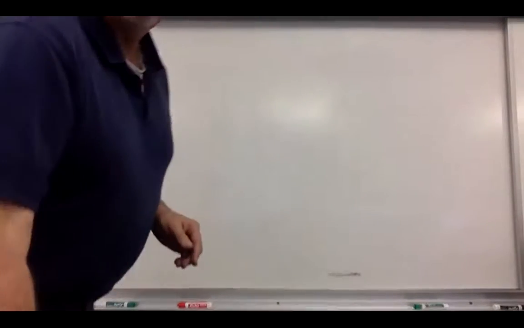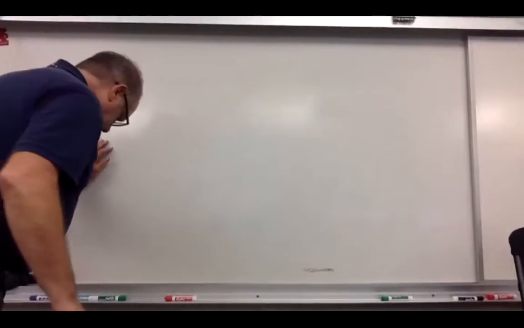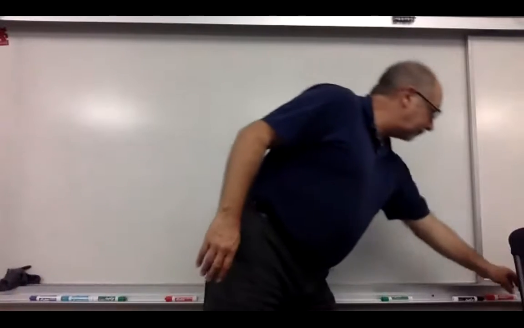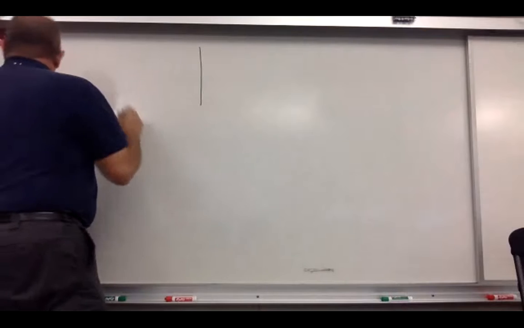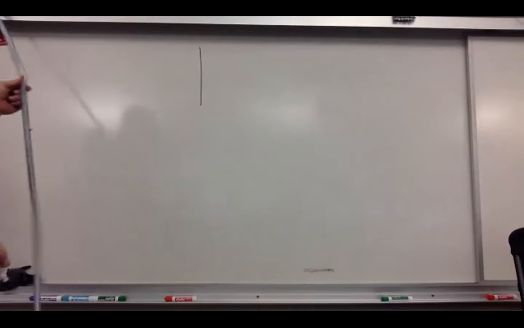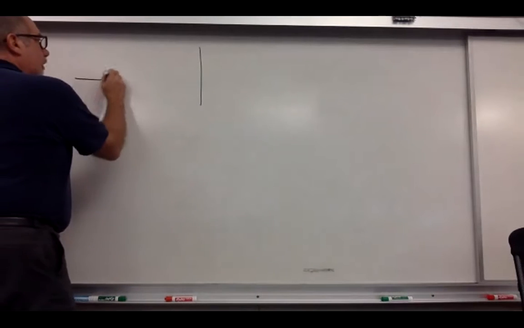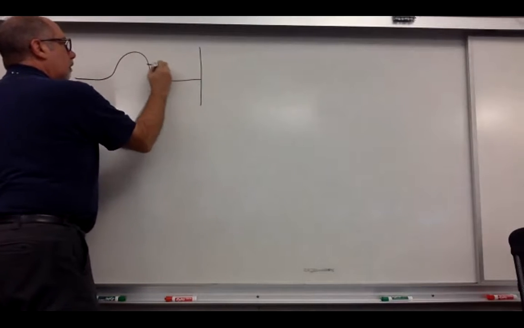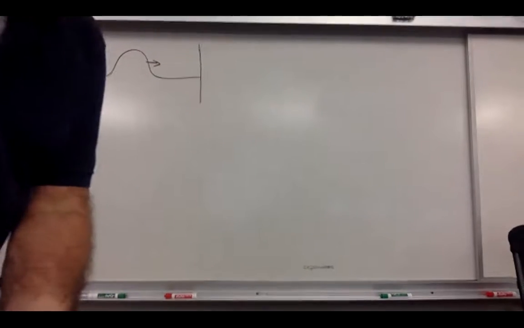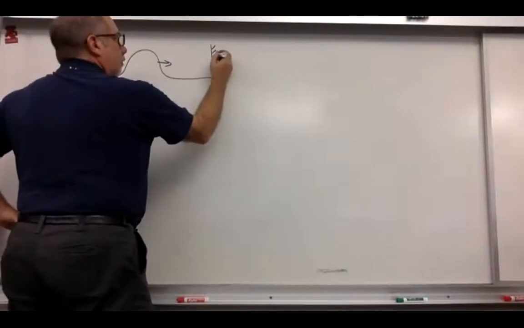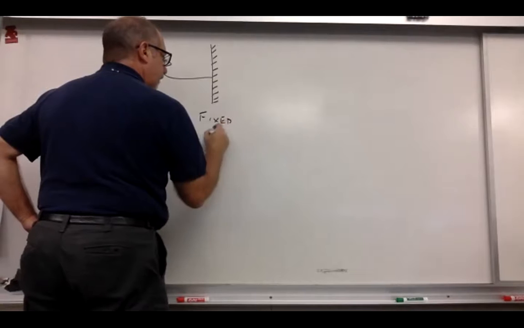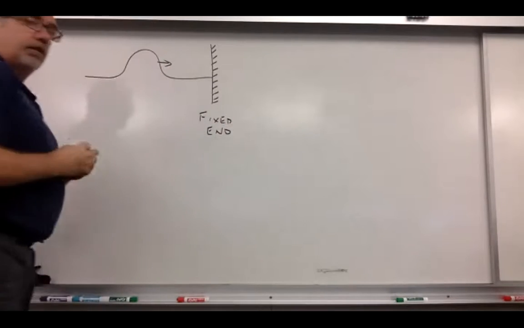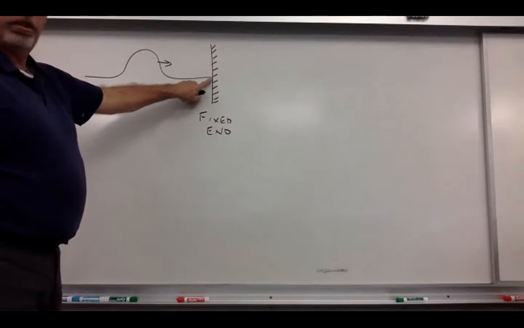Zoom in a little bit. Now, first thing I'm going to do, I want to do a fixed end reflection. Okay? And what do I mean by fixed end? I mean a wall. So it's like I have this spring that's connected to the wall. Okay. What I'm going to do is send a pulse into this wall. Okay. And this wall, which I will draw like this, qualifies as a fixed end. Okay. The end is fixed to the wall.